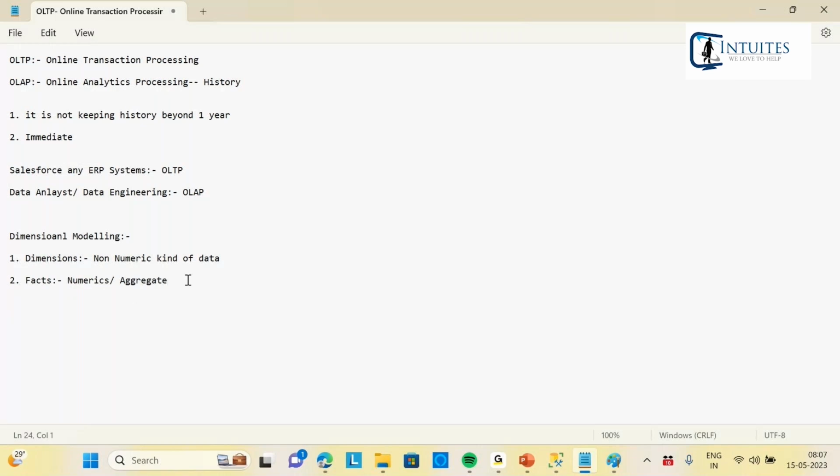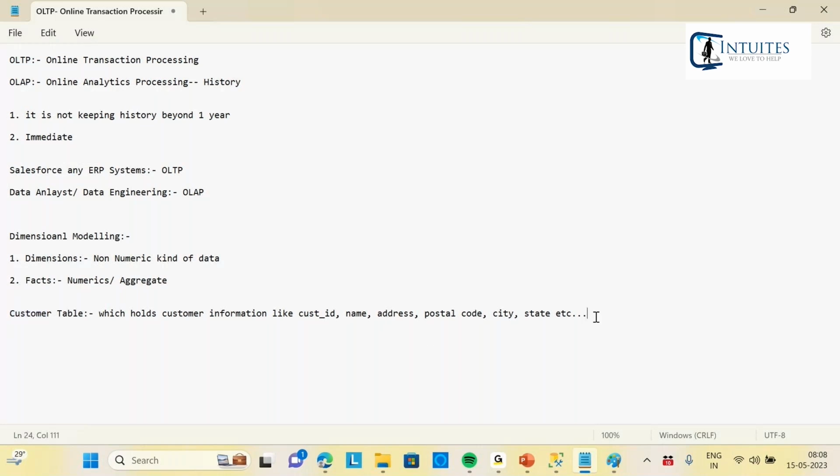If I talk about a customer, the customer table holds customer information, like customer ID, name, address, postal code, city, state, etc. Here, I don't have any transaction on this data. This is just basic, normal, non-numeric information about the customer. I don't have any numeric information. So this qualifies as a dimension.